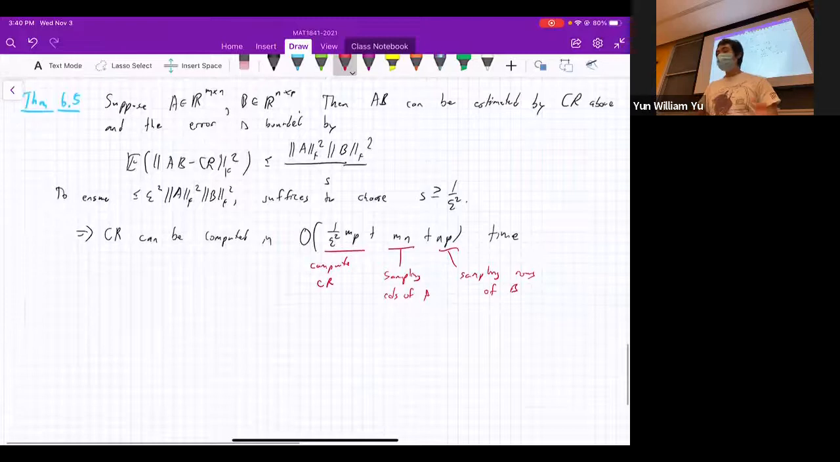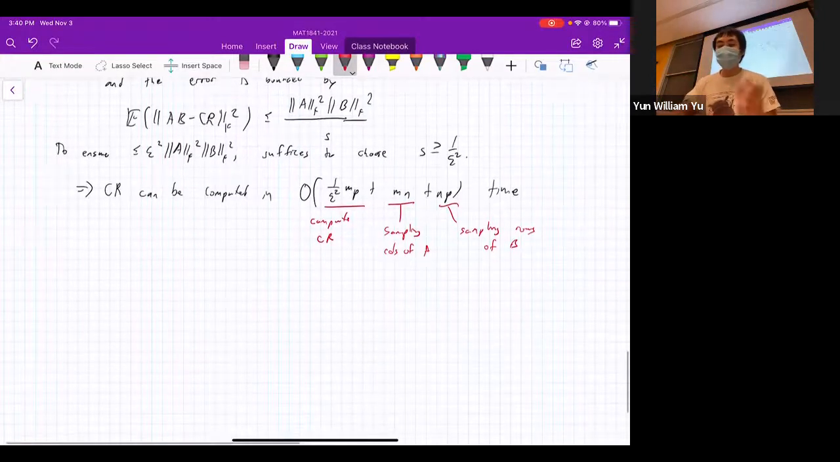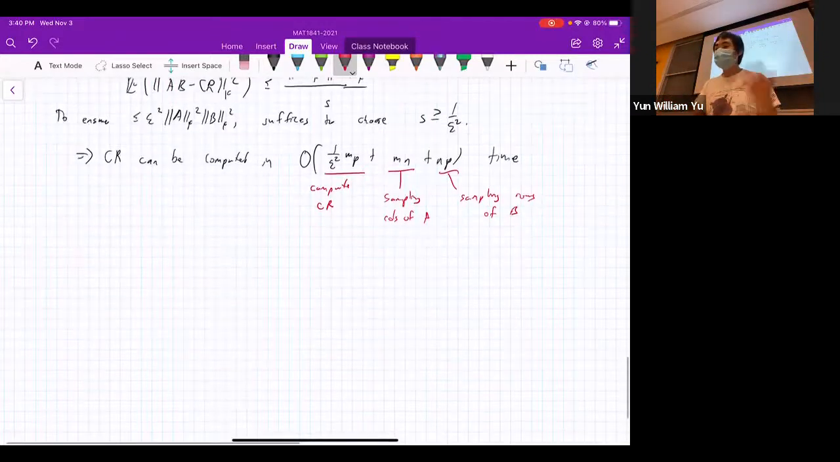And if 1 over epsilon squared isn't too big, or if s isn't too big, then this is more efficient than just taking the matrix product itself. If s is big, well, then maybe this doesn't work so well. But now that is the question, of course. When is this a good estimate? And this is kind of hard because we have all these different things at play. So let's consider a simpler case.